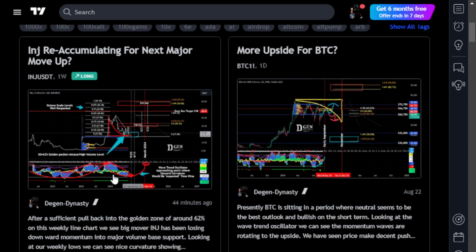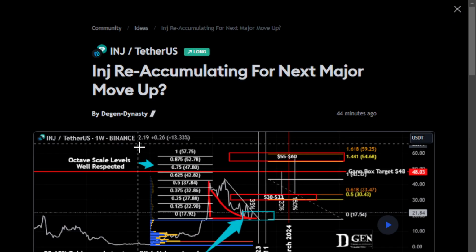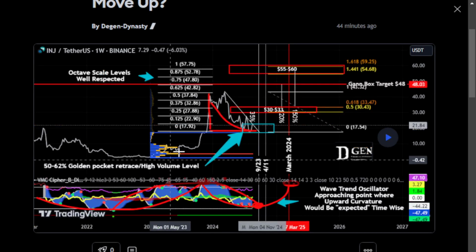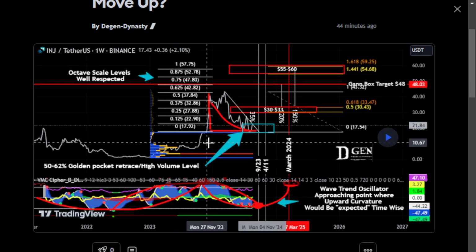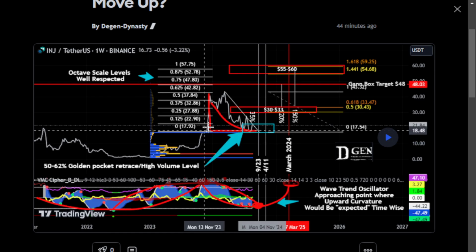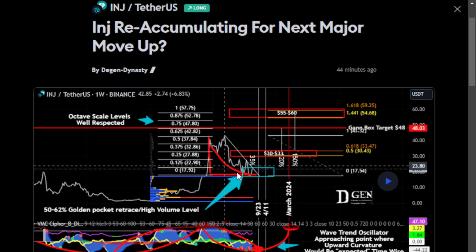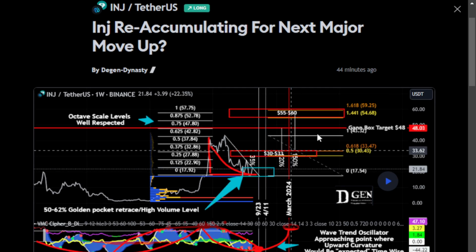But what I want to look at today is INJ, and so here is kind of what I'm looking at, and we can break this down and take a look there. So here we got a weekly line chart, and let's just jump right into the regular chart, and we can talk about what I got on here, what I'm thinking. I am looking for some upside. Doesn't mean it'll happen right away.